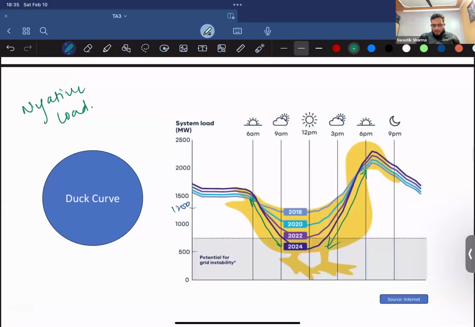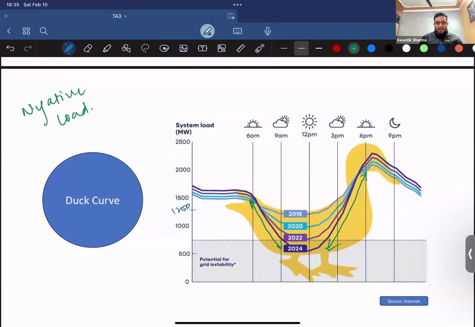So that's what I mean when I say ramping. You need to be able to increase your generation fairly quickly in a limited amount of time to be able to maintain the load and generation balance.